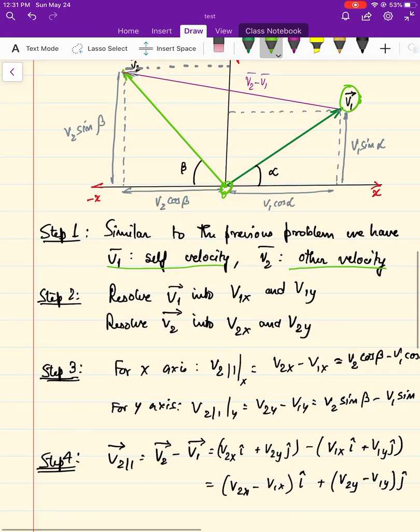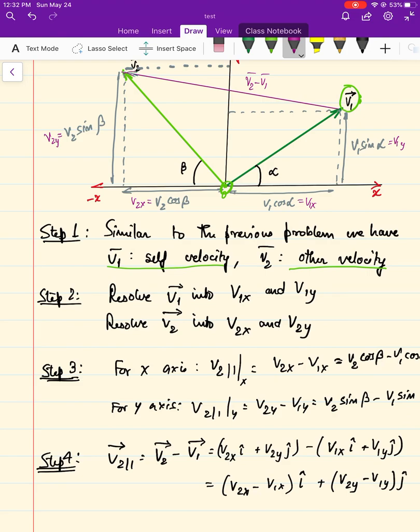So now I would use some trigonometry and resolve v1 into two components. One is v1x, which is this component. I'll choose a different color for that, and this is vx, and this is vy. But now this is for the self vector, so I give another subscript, which is v1x, and this is v1y, right? Similarly, v2 is resolved into v2x, and this is v2y, right? So in this way we have resolved the components into two individual axes.